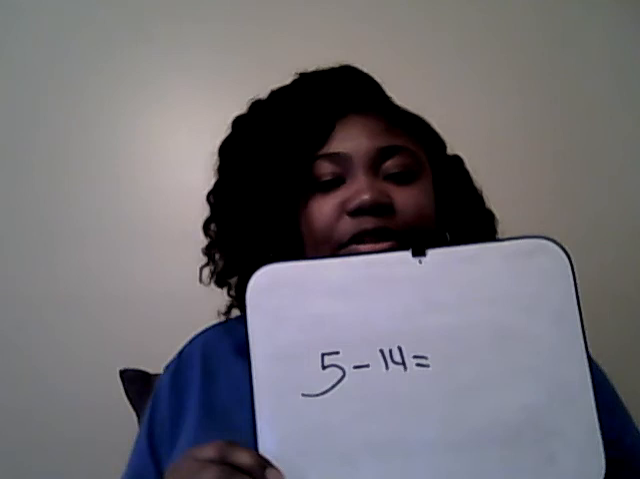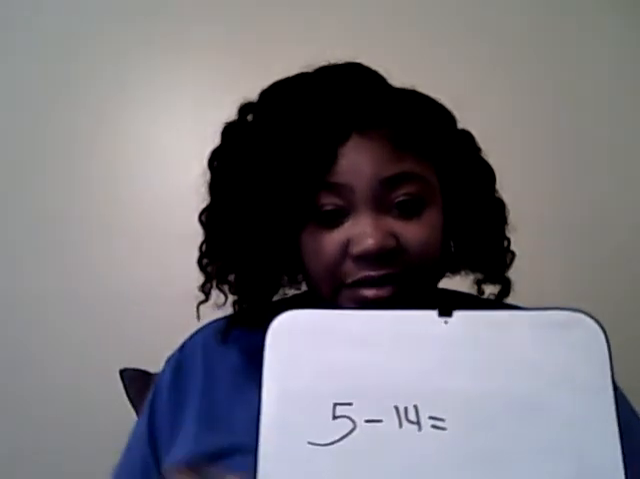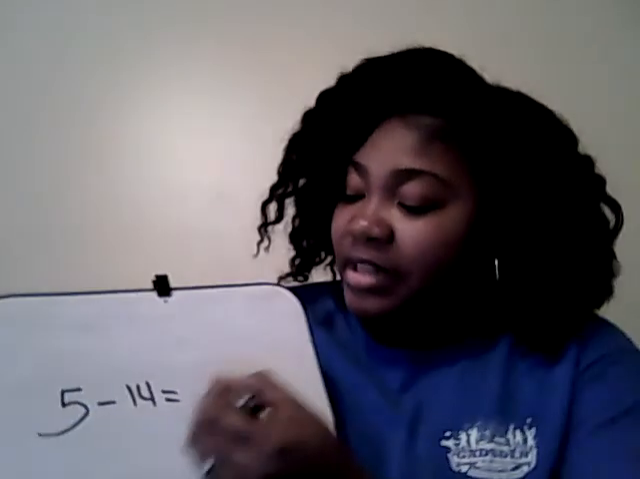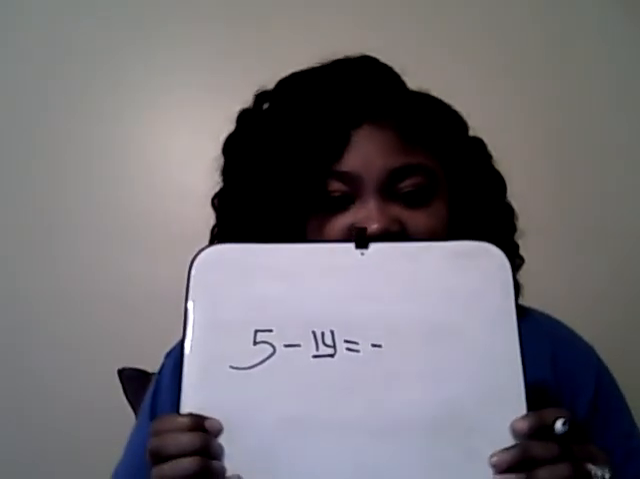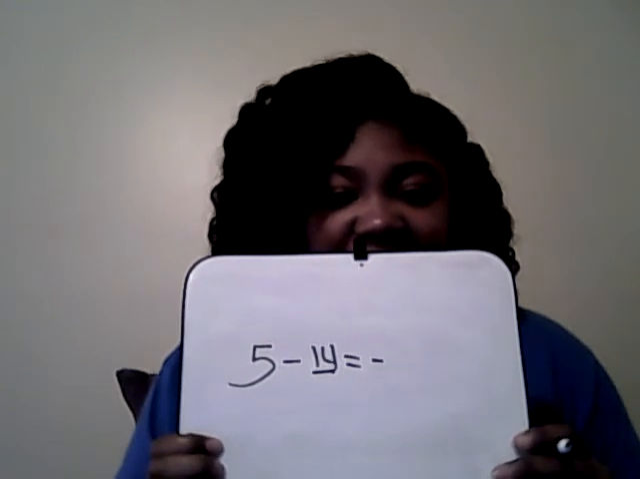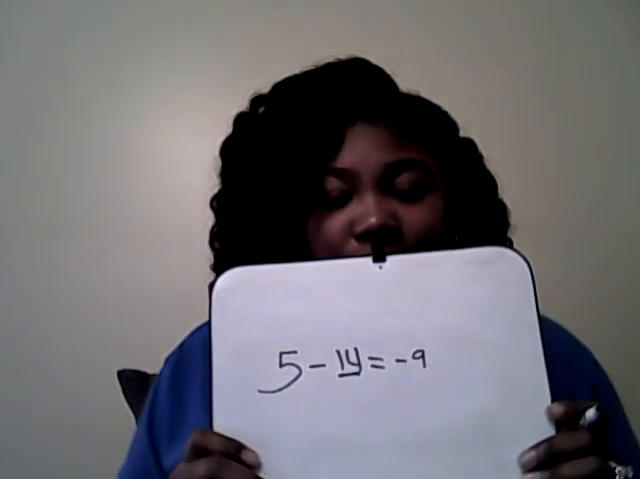Our next problem is 5 minus 14. Okay, so our larger number has the negative sign. So I'm going to go ahead and put negative over here because it's going to be negative, because this is our largest number and it has a negative sign. Okay? So 14 minus 5 is 9. That was 5 over 14.